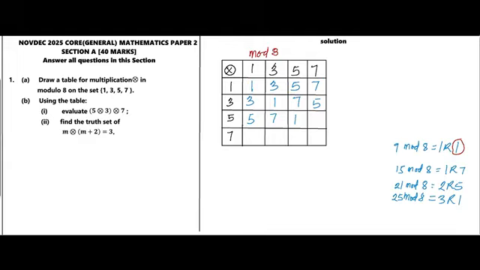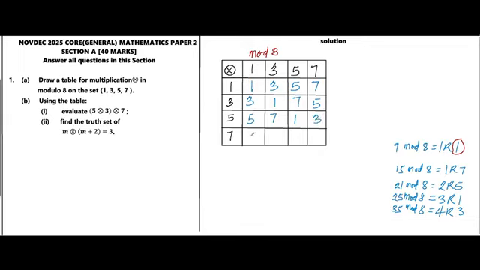5 times 7 is 35. And 35 in mod 8, let's find out. 8 goes into 35 how many times? 4 times. What is the remainder? We know that 8 times 4 is 32, so 35 minus 32 is 3. So the remainder here is 3.